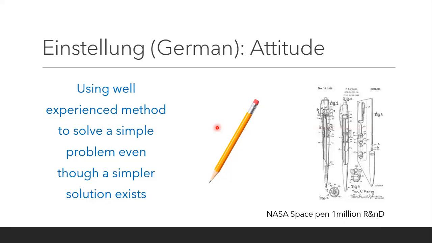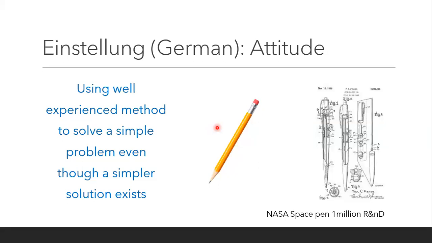Then we have these two, again, psychological thoughts only. One is Einstellung. It is a German term. Basically, it's called attitude, and it is a very simple thing. The thing is, if you are an expert in something, for any problem, you will try to put your expertise into solving it. But it may be possible that a very simple solution exists.